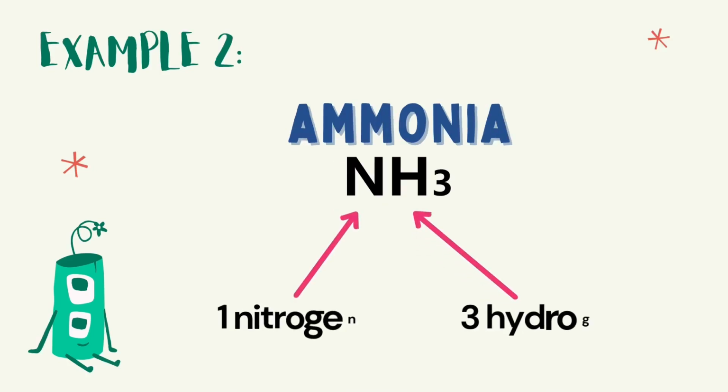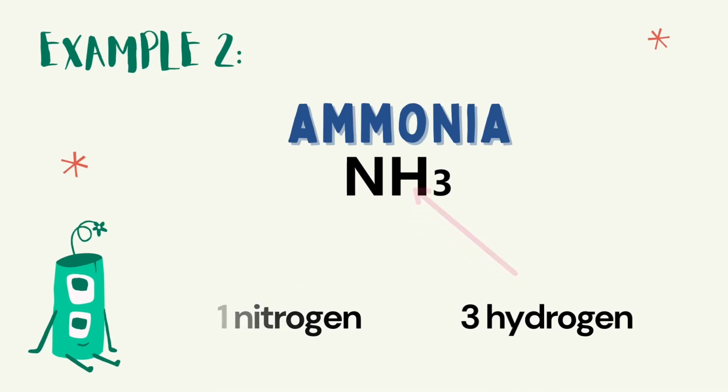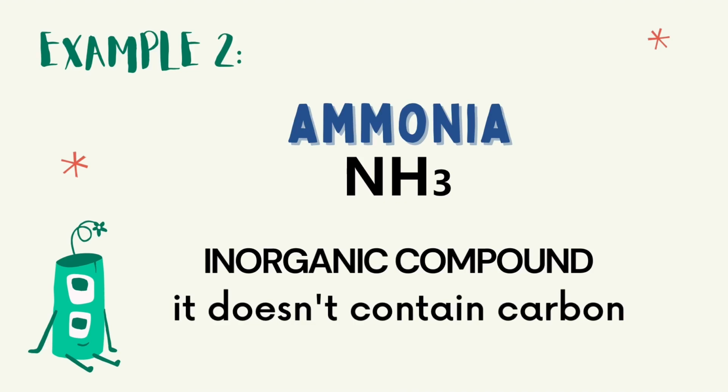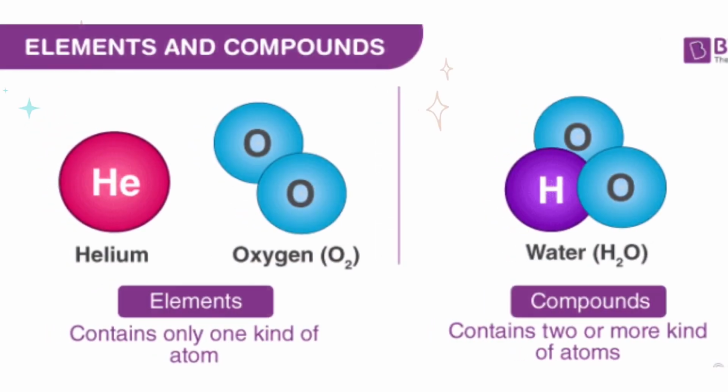Example number 2 is ammonia. This is a compound in the form of a colorless gas with a distinct odor and a key component in the manufacture of many products people use every day. It is a combination of 1 nitrogen atom and 3 hydrogen atoms. It doesn't contain any carbon atom, thus, it is an inorganic compound. Here's the differences between an element and compound.